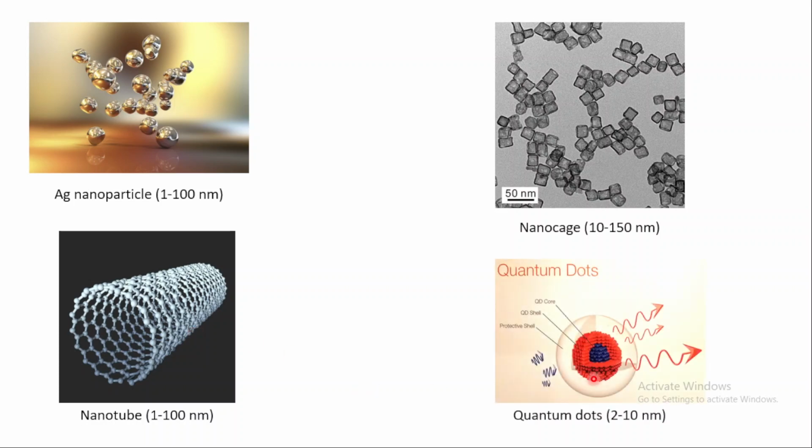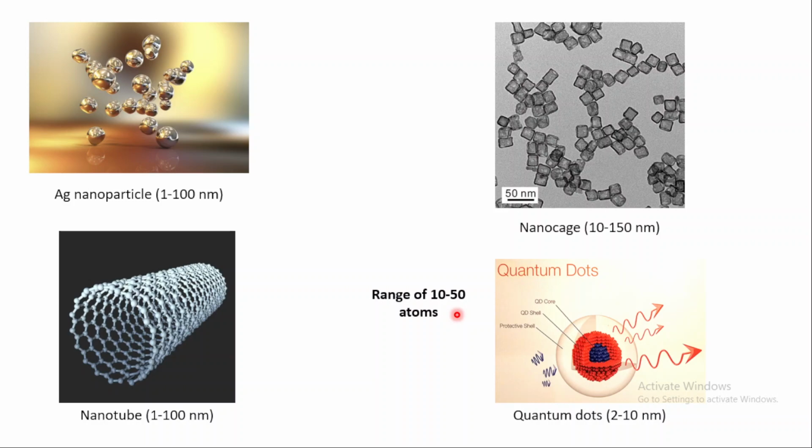And finally, quantum dots, which are very small. Quantum dots range in size from 2 to 10 nanometers. If we measure by number of atoms, it can also range from 10 to 50 atoms. So quantum dots are the smallest nanostructure, smaller than a nanoparticle. Nanoparticle is close. We can have small nanoparticles of 1 nanometer, but generally they range from 1 to 100 nanometers.